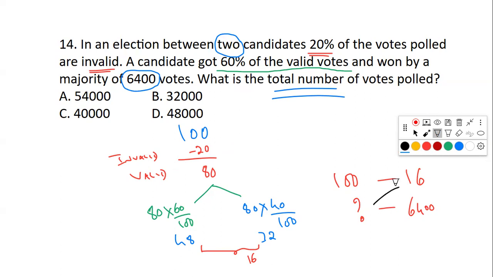What do you do again? Cross multiply to get the answer. So you are subtracting invalid votes. That is the variation in this question. So 100 into 6,400 divided by 16. 16 will go 4 times here. 4 followed by 2 zeros, 400. So your answer will be 40,000 votes. That is C choice. Yeah, Varshini got it. Harish got it.